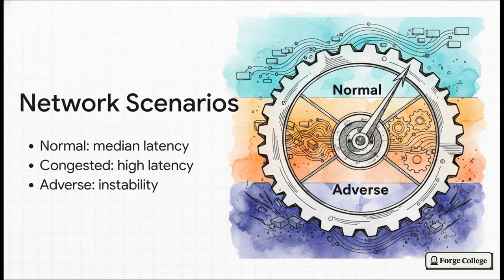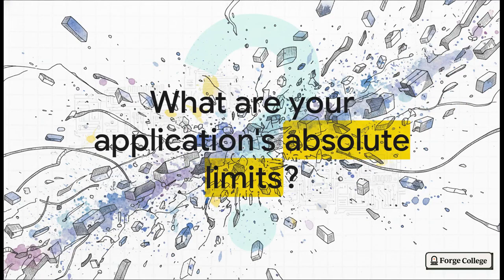Have a normal setting where latency's fine and uncle rates are low. Have a congested setting where everything is lagging and blocks are actively colliding, and absolutely have an adverse setting for when the network is under a known attack. You're going to dial in your application's risk tolerance dynamically based on which of these environments the network is currently experiencing. And that brings us to the end of our explainer.